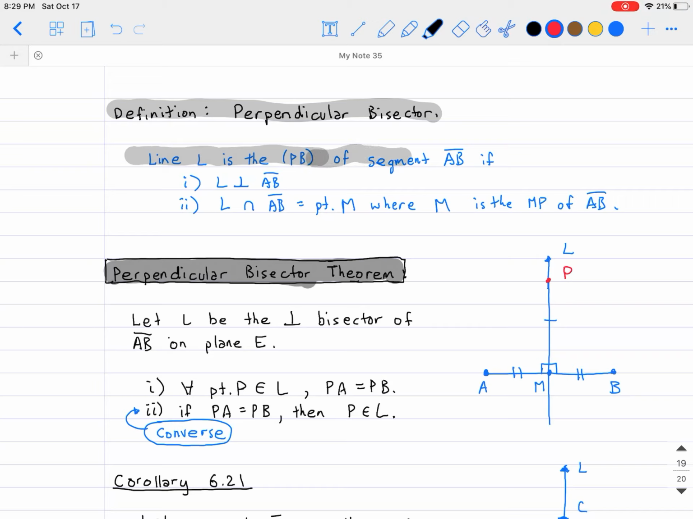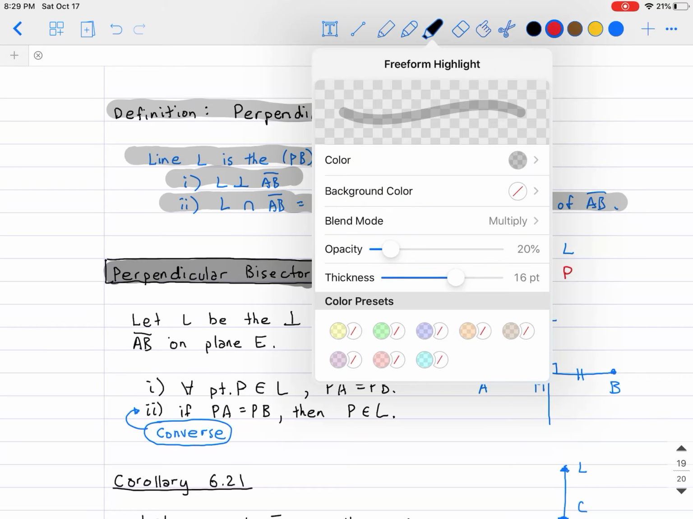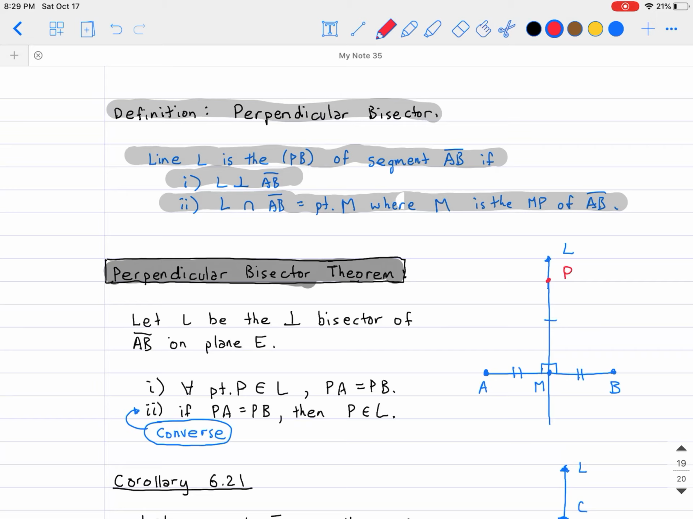Okay, so first off, the definition: what is a perpendicular bisector? Let line L be the perpendicular bisector, that's what PB stands for, not peanut butter, of a segment AB. If the following is true, then it's a perpendicular bisector. L, that line, is perpendicular to AB, the segment. And in addition to that, the intersection of L with AB is the point M, where M is the midpoint of AB.